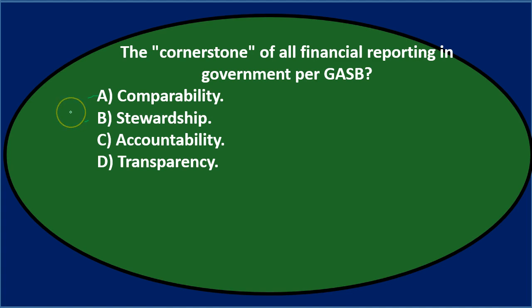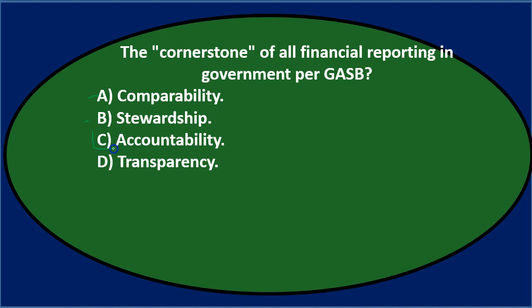If we have comparability, in terms of financial accounting, we would want to be able to compare the financial statements. Stewardship, we want to make sure that the government is taking care of their responsibilities in terms of taking care of the assets. Accountability, we want to have accountability for the governmental accounting, and then transparency seems kind of like another word for basically accountability. However, the cornerstone is something that's referred to specifically within GASB, and the cornerstone is accountability.